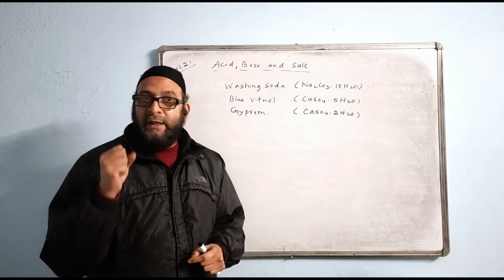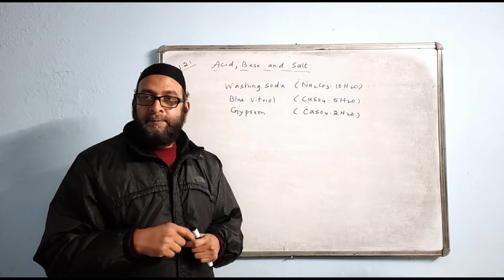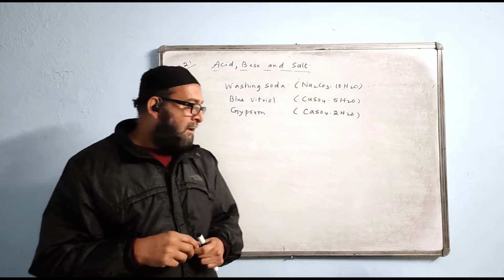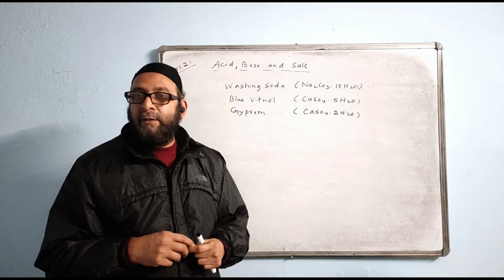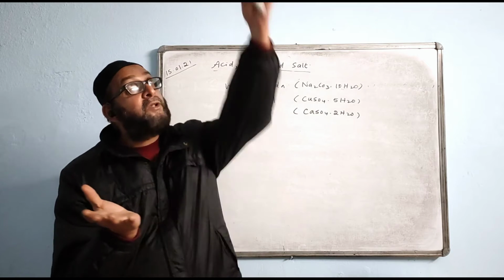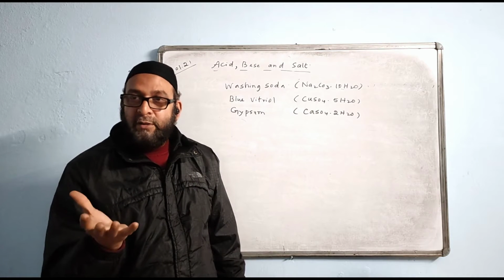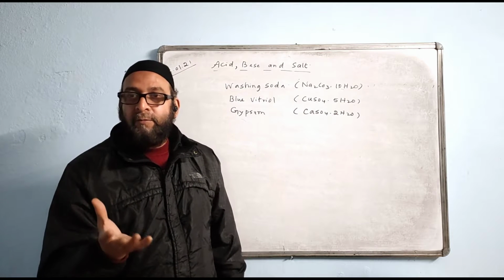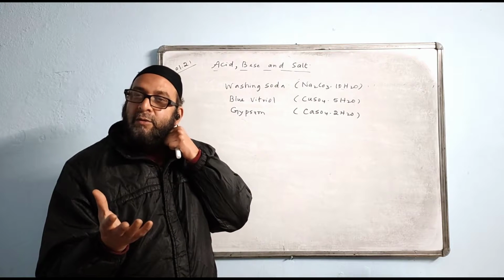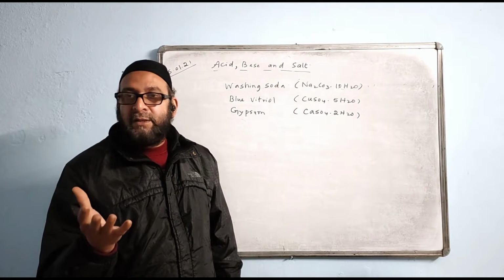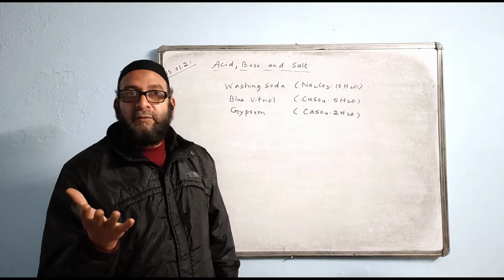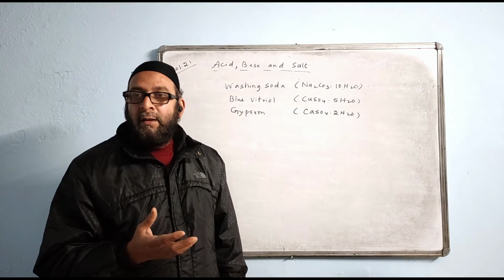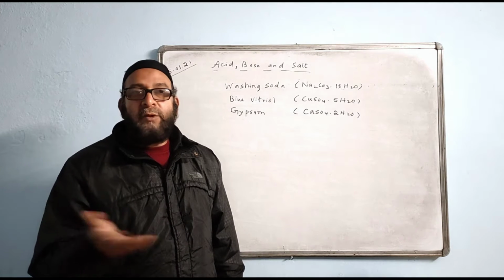What are called deliquescent salts? There is a phenomenon called deliquescence. Deliquescence is the phenomenon in which a substance on exposure to the atmosphere absorbs moisture and dissolves in it to change into liquid form. So the phenomenon is called deliquescence, and the substance which changes into liquid is called a deliquescent substance. If they are salts, we call them deliquescent salts.